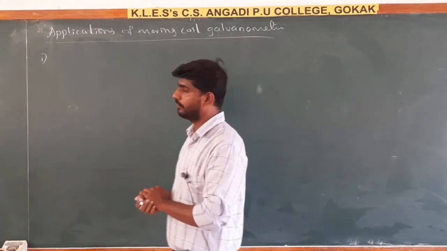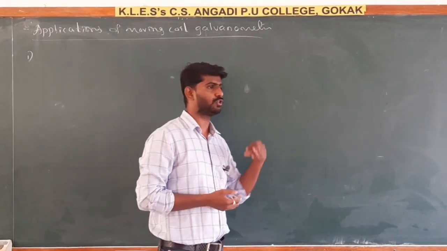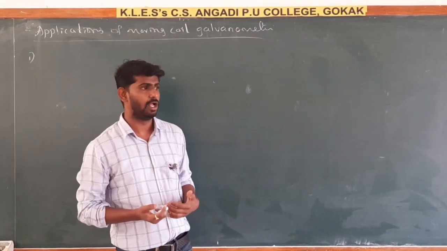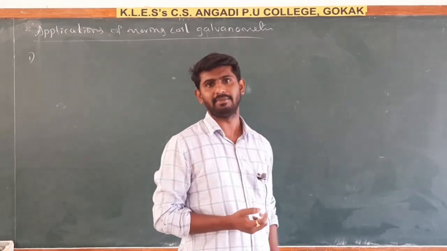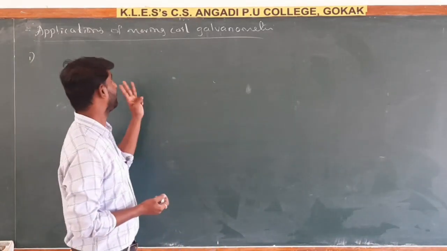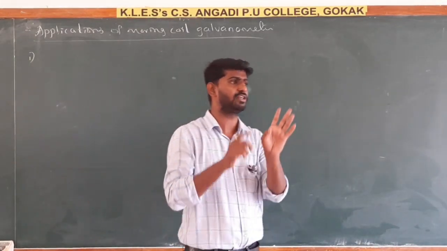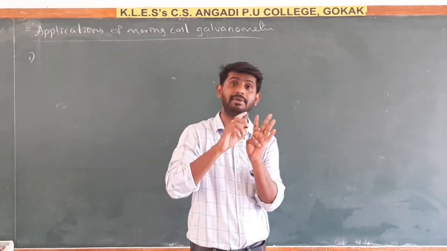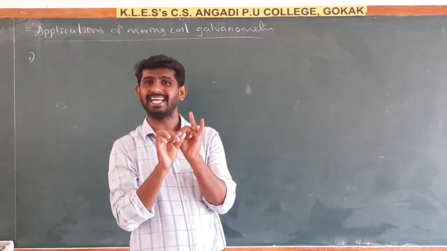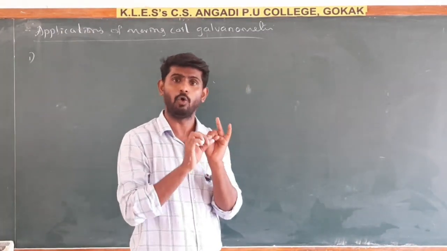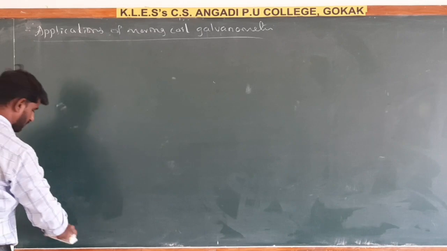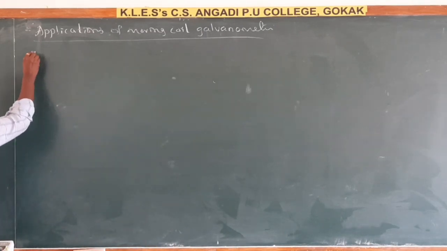And why do you use the galvanometer? Already I explained to you. It is used to detect the current in a circuit, a small current in a circuit. And the second thing is, we can use the galvanometer as an ammeter, and the third one, it can be used as the voltmeter. So these are the 3 applications of the galvanometer. Okay, so the next question is how to convert the galvanometer into ammeter and how to convert the galvanometer into voltmeter. So I'll explain one by one.